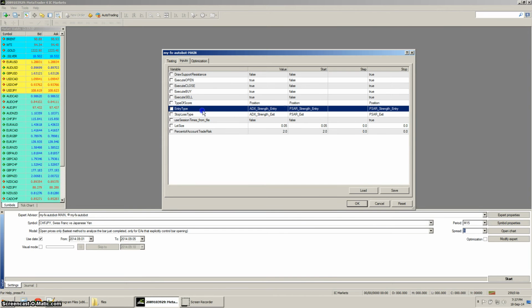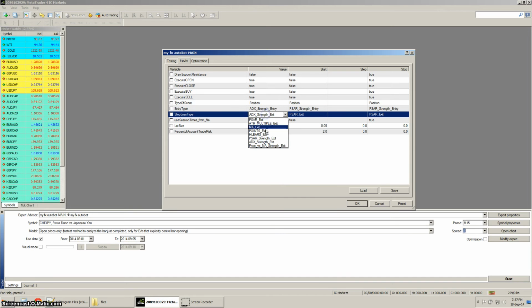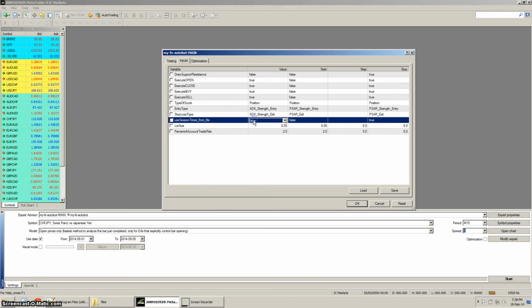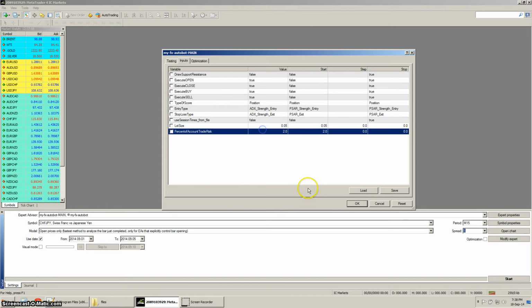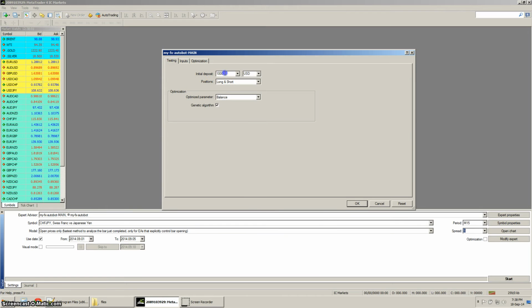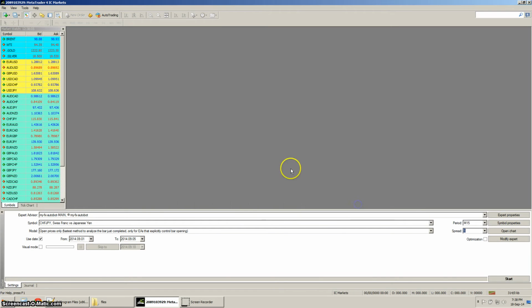And we are going to be entering on ADX strength and exiting on ADX strength, and there's a whole bunch of other options for you to explore, but I'll just show you this in the video. If you want to use session times from the file or not, which is a separate file, if you particularly like trading between start and end times, you can. Lot size and percent to risk. Let's put a dummy account of 1,000 USD, and we'll say okay to that.